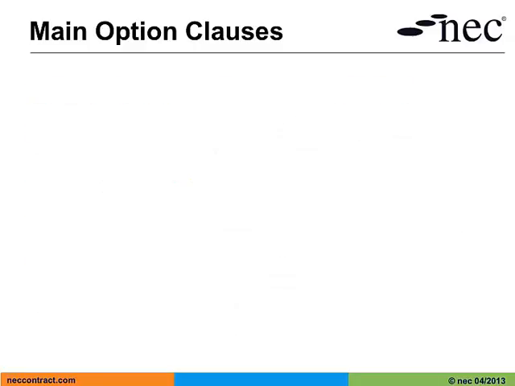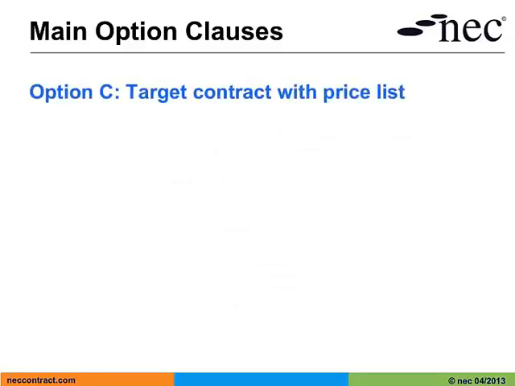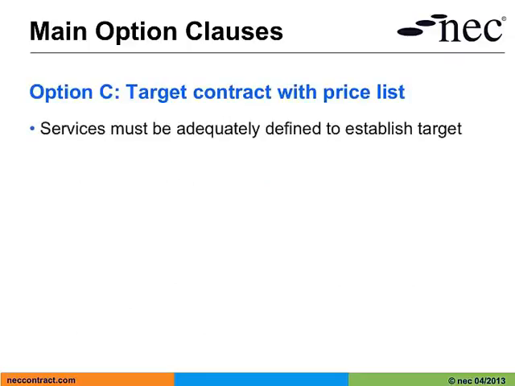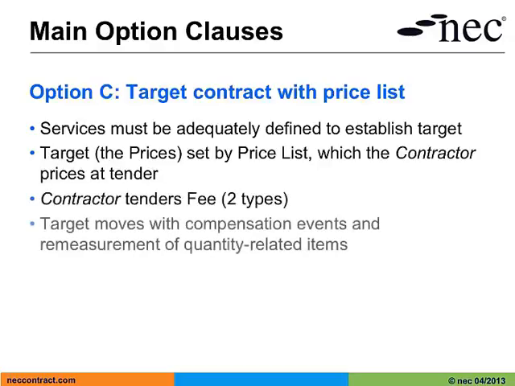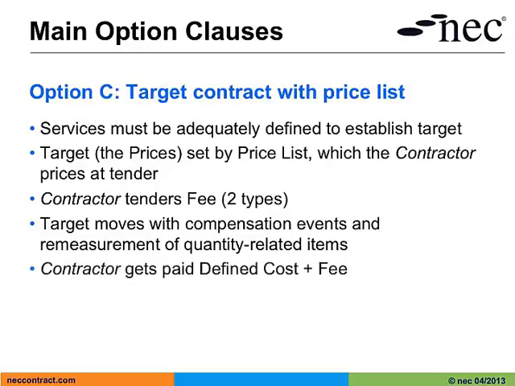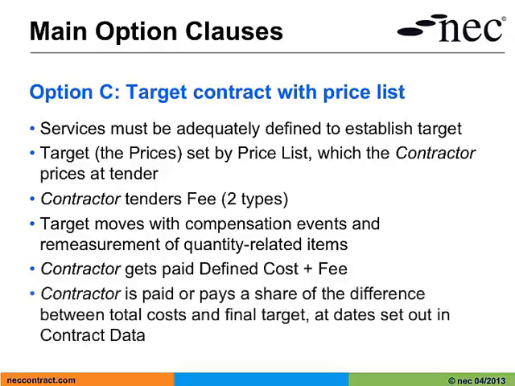Now let's look at option C, which is the target contract with price list. The services must be adequately defined to establish the target at tender stage. The target, or prices, are set by the price list which the contractor prices at tender stage. The contractor also tenders 2 types of fee. The target can then move with compensation events and also with the remeasurement of quantity-related items. The contractor, however, is paid defined cost plus fee, and then the contractor is paid or pays a share of the difference between total costs and the final target at dates set out in the contract data.